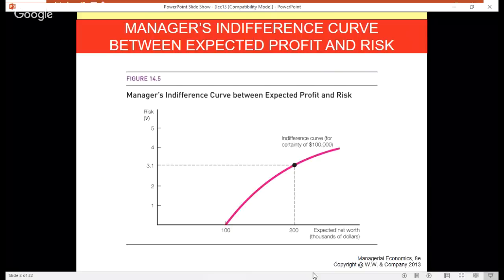So in this case, if it's $100,000, then his coefficient of variation, standard deviation over profit, is just going to be zero. Of course, in this case, if his expected worth is 200,000, he's willing to take this as long as the coefficient of determination is 3.1 or less, at 200,000. So he's willing to take basically 3 times the standard deviation over the expected profit.